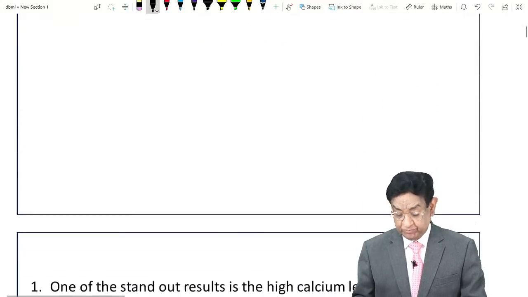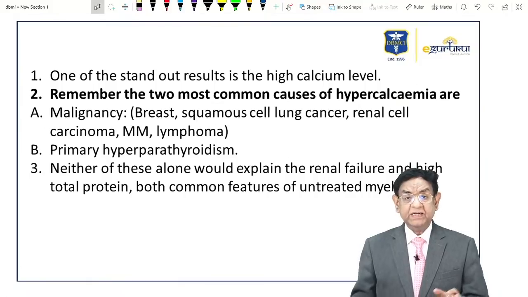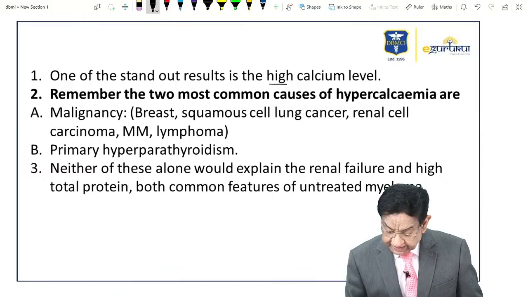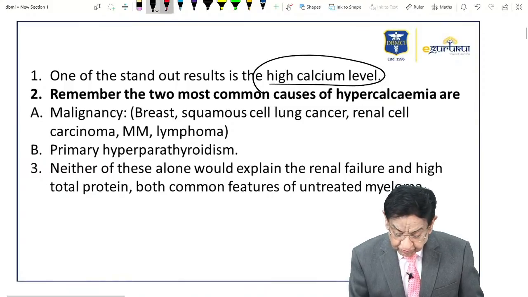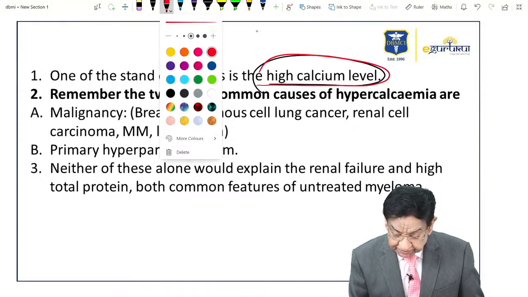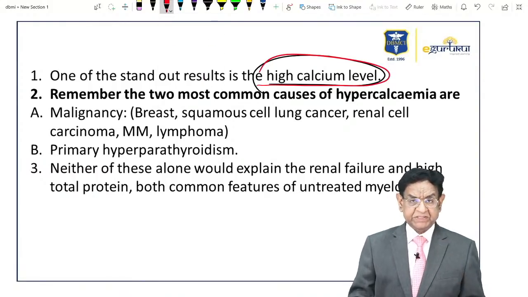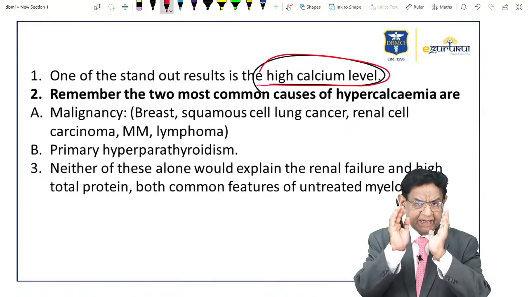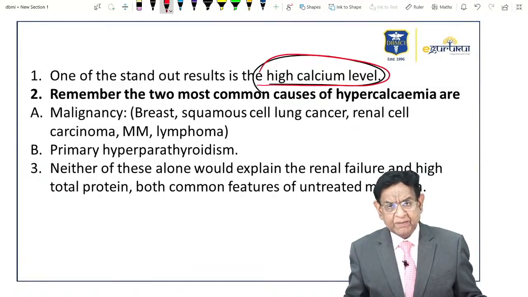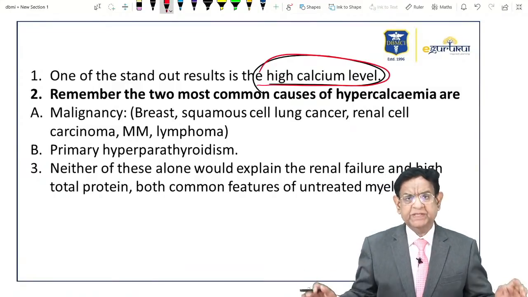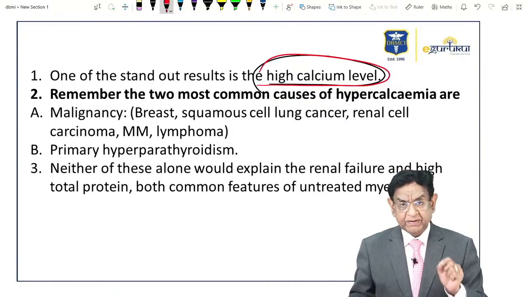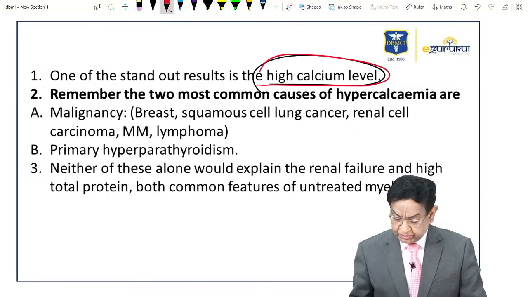Multiple myeloma. If you look into the reports, one of the standout results is the high calcium level. That I told you, the calcium level is much more than what is expected in this patient. So hypercalcemia is there. So we have to talk about the differential diagnosis of only those things which cause hypercalcemia. Agreed?